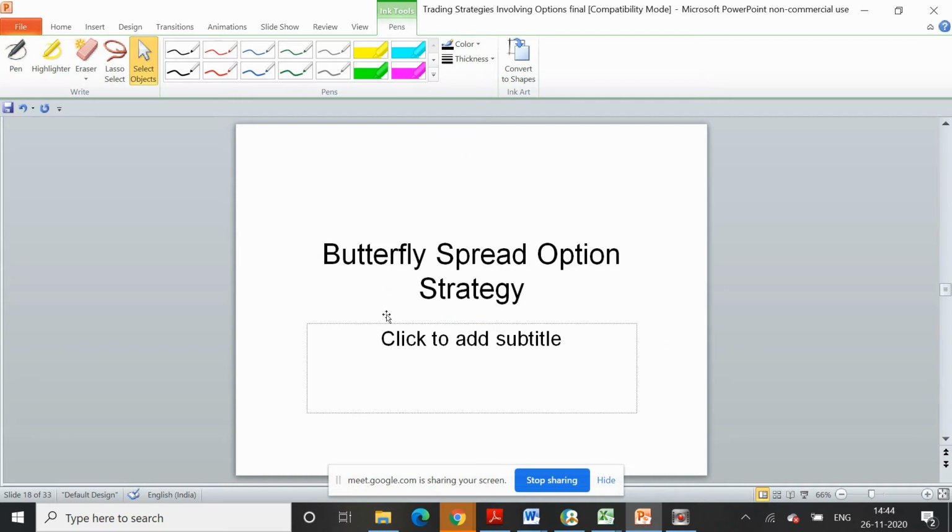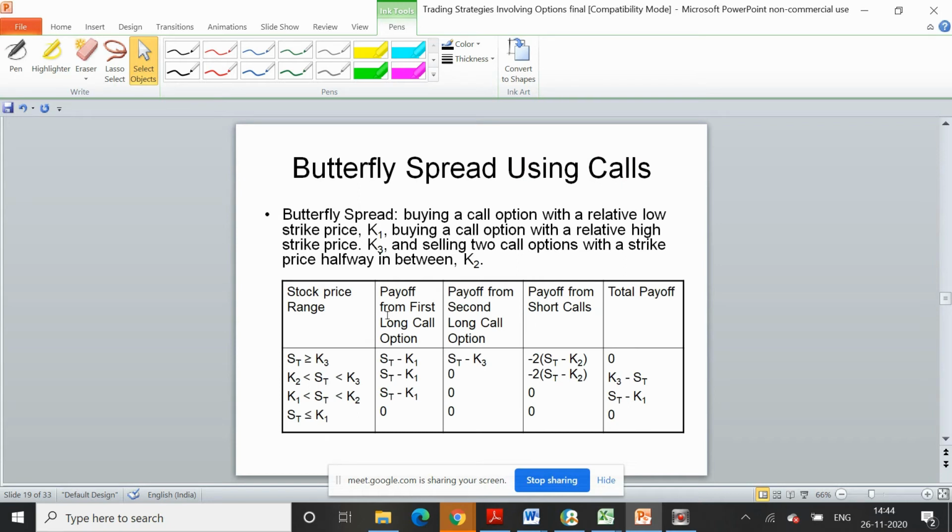So fourth type of spread strategies are butterfly spread option strategies. So we create a butterfly spread. Now, how do we create a butterfly spread? In case of a butterfly spread, we buy a call option with relatively low strike price, K1, let's say. Buying another call option with relatively high strike price. So there's another strike price K3, which is the highest one.